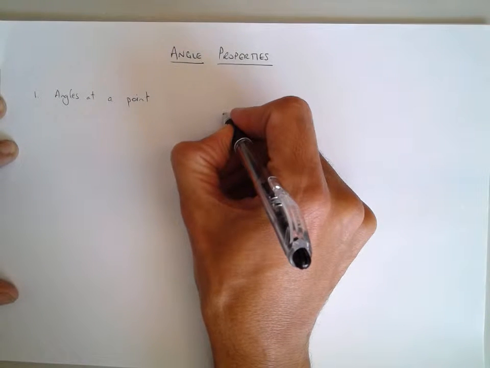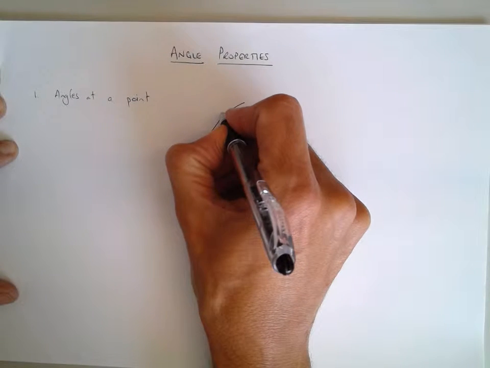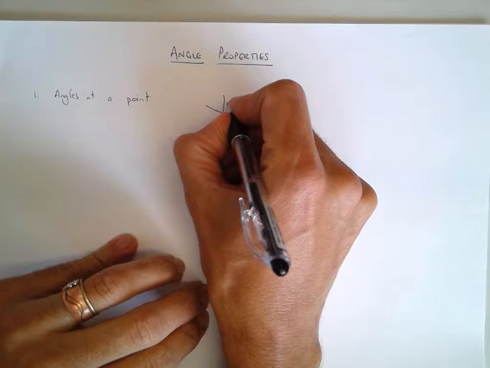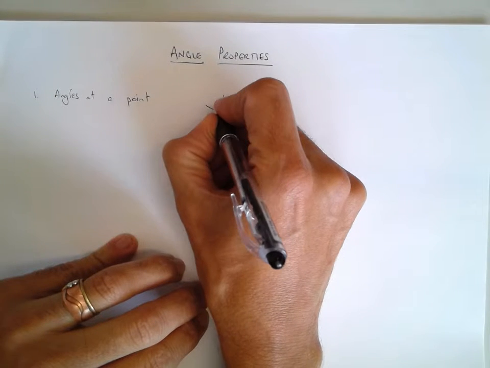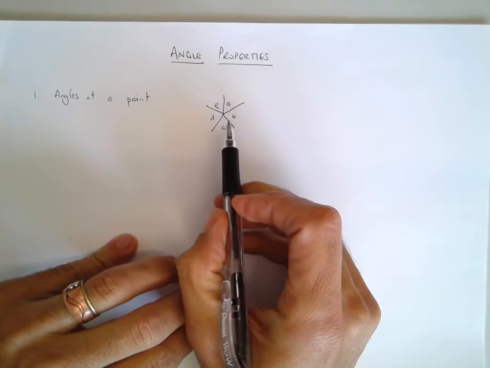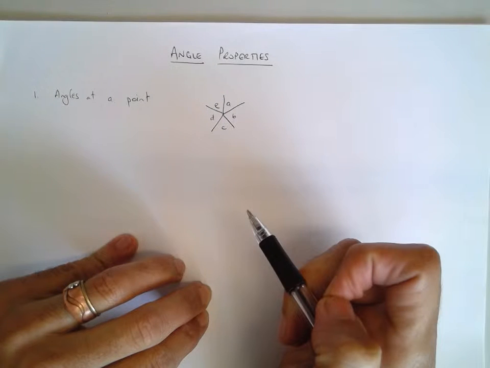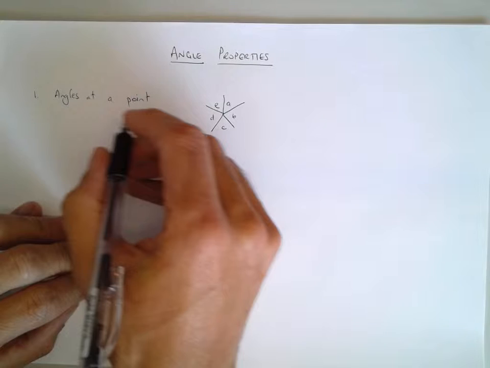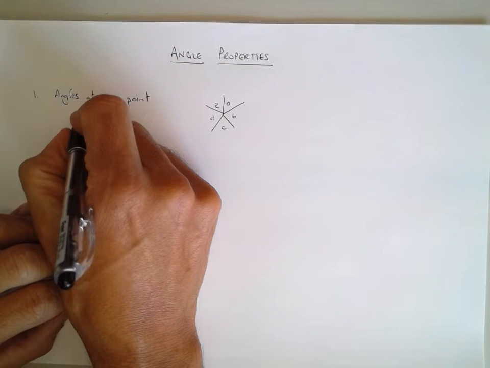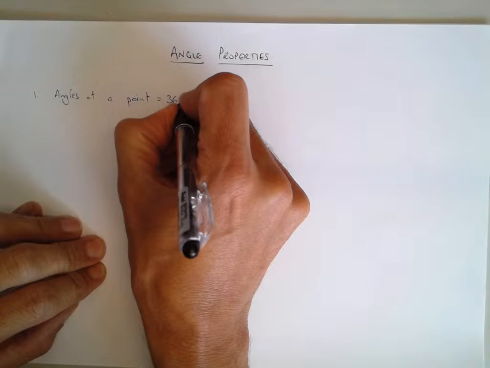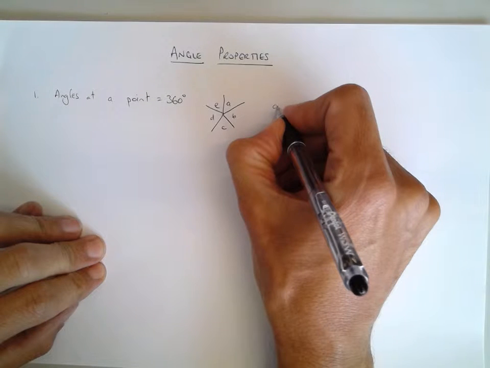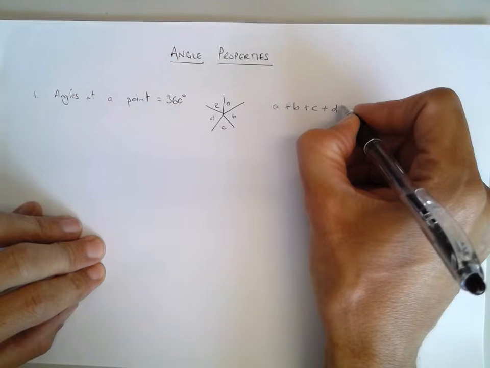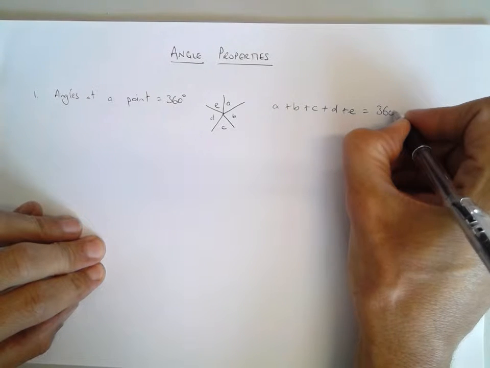So wherever we've got a point and we've got several angles meeting there together, we could call them A, B, C, D and E. We know that the sum of all of these angles must equal 360 degrees because we've effectively got a circle in there. So angles at a point equals 360 degrees. A plus B plus C plus D plus E equals 360 degrees.